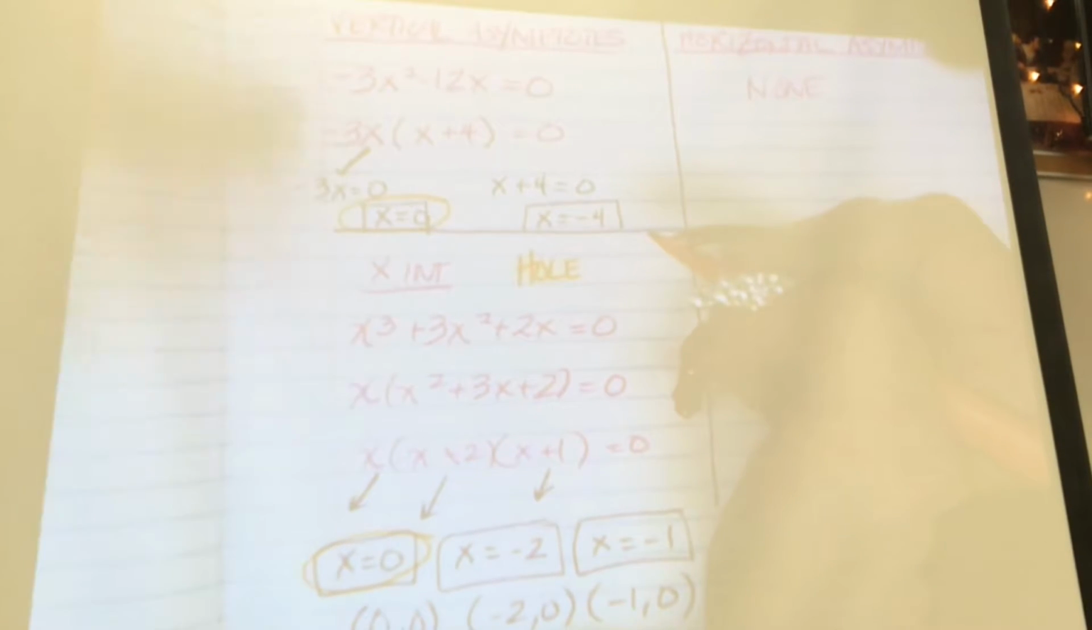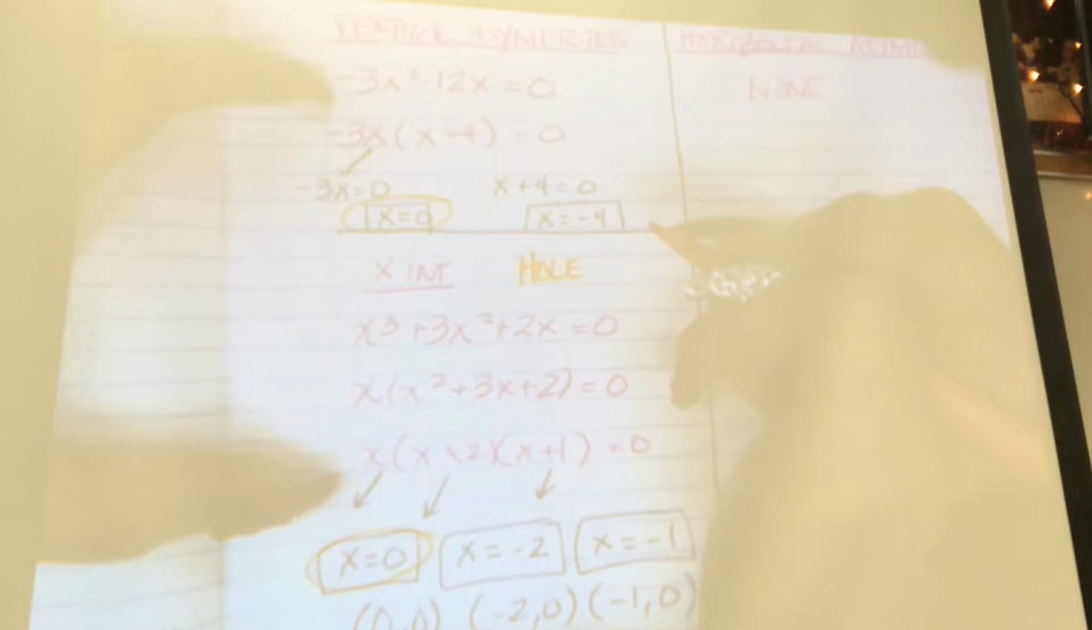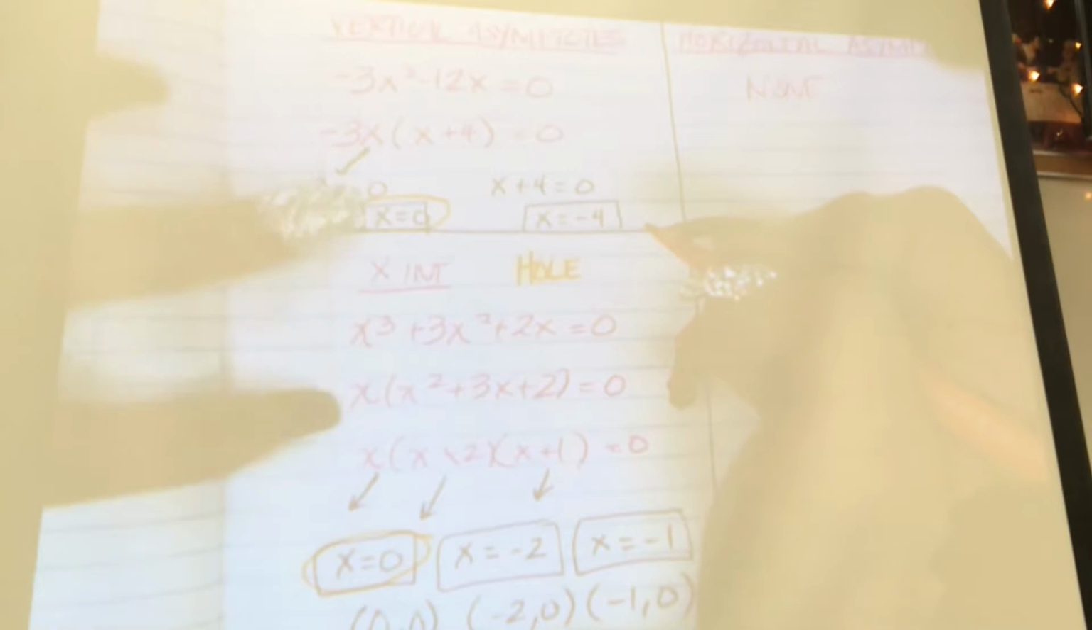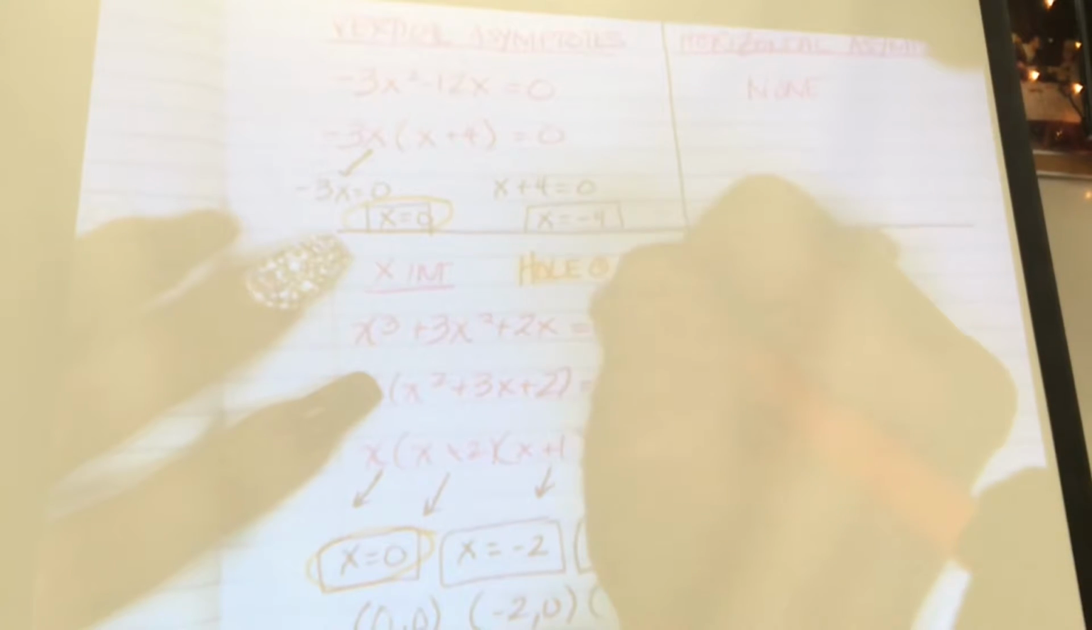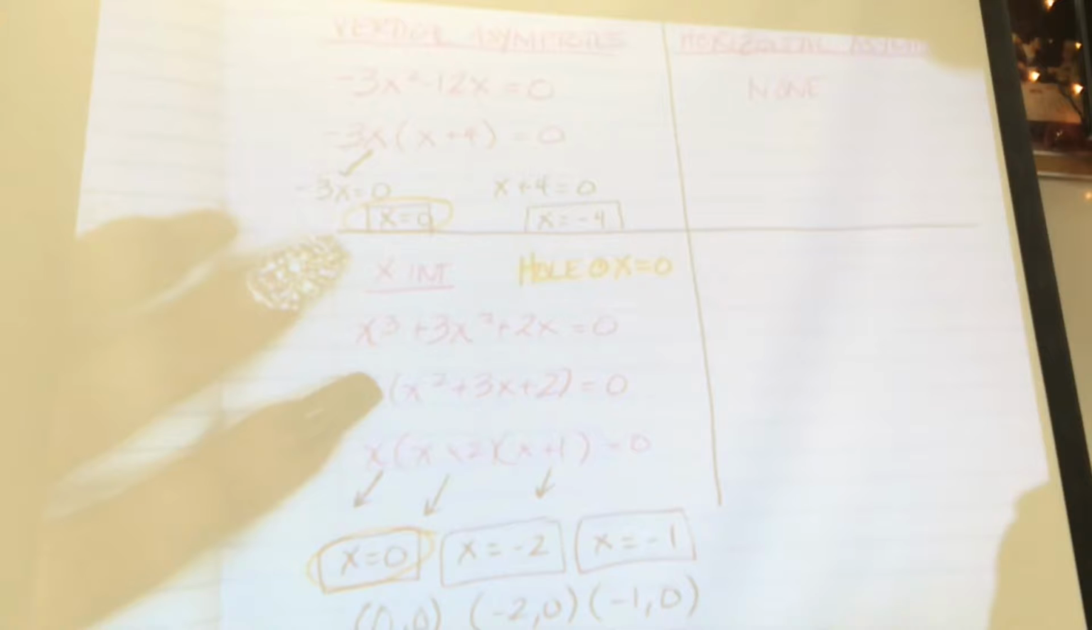So the best way to tell, which is why I put these on top of each other, is if you have an intercept that is contained in both of these boxes, then it's going to be a hole. So there's a hole at x equals 0.